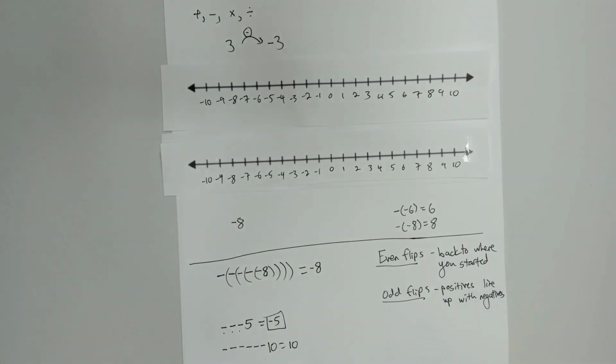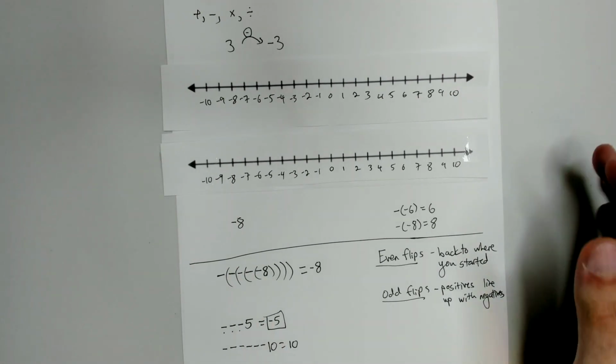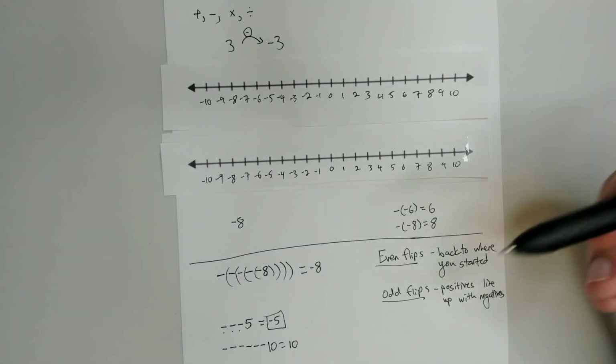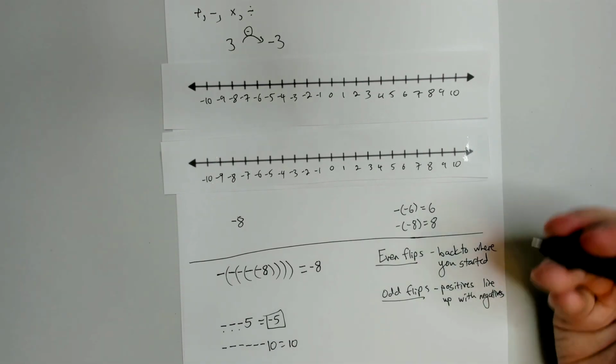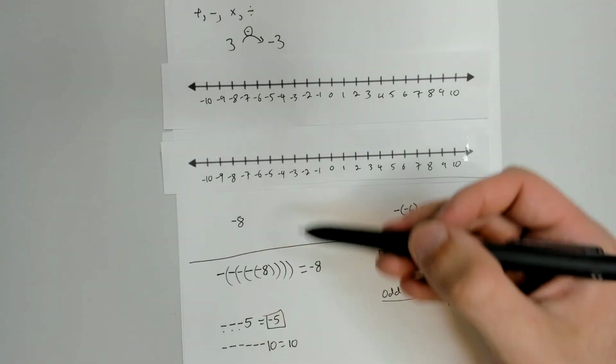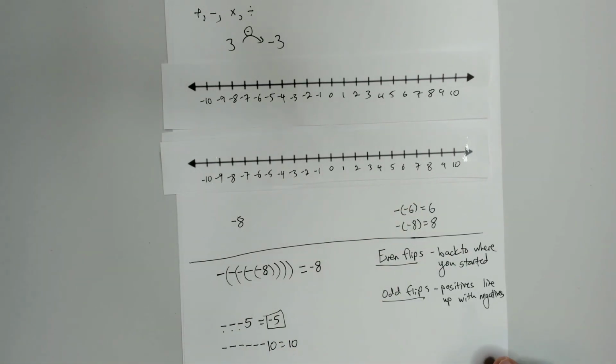Which means that applying 6 negatives to any number on the number line will be the same as doing nothing to it. You just get back to where you started. Applying 3 negatives to any number on the number line will give you the negative version of that number. Alright, so I hope that made sense.